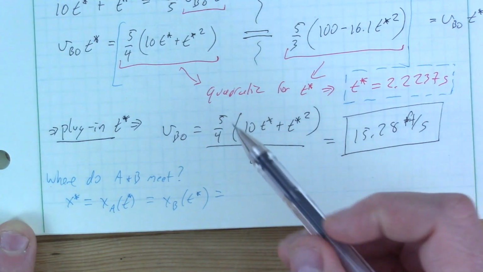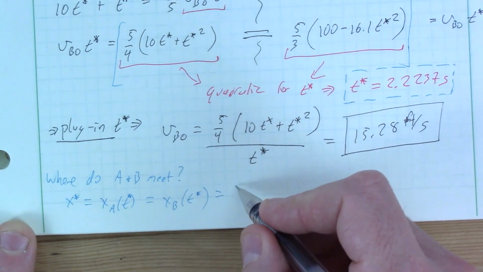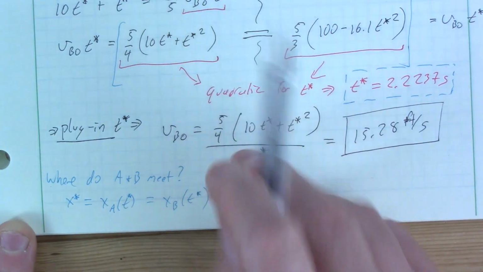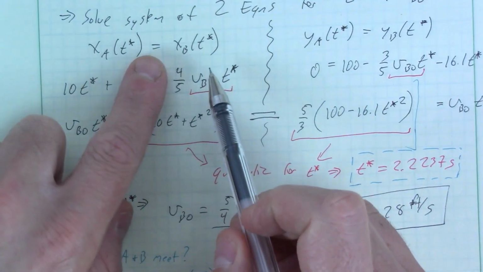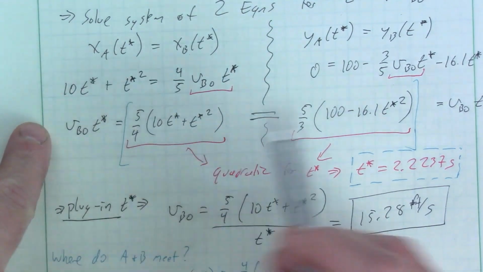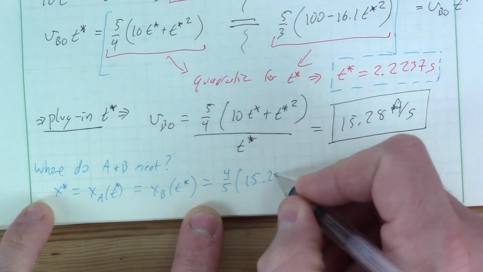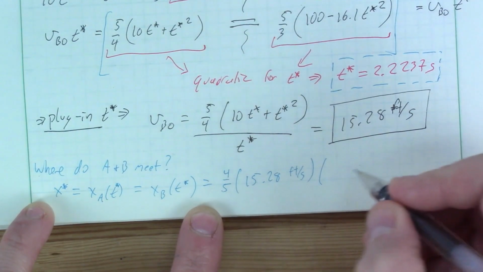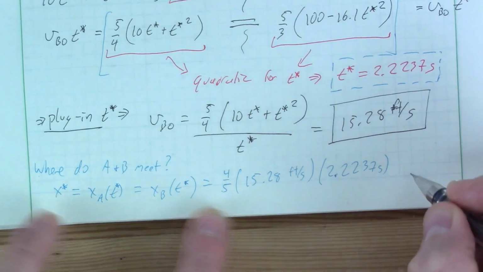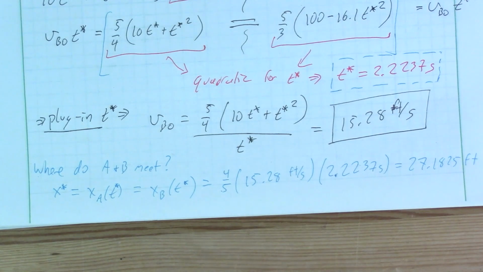And so we have those relationships. Let's do XB. I'm choosing this one because it involves both VB naught. XB of t, we solved for this relationship. So 4/5 VB naught, 15.28 feet per second, times t star, the important time, 2.2237 seconds. We get 27.1825 feet.